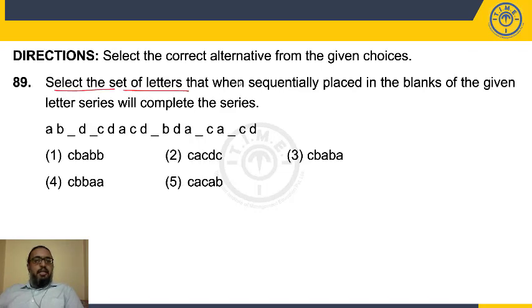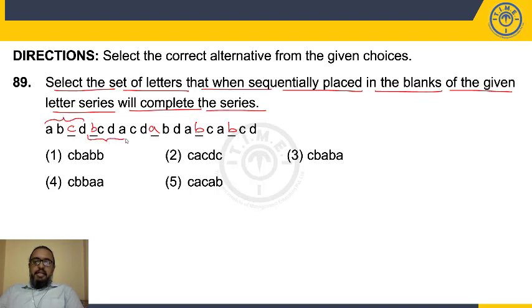Select the set of letters that when sequentially placed in the blanks of the given letter series will complete the series. So the best way to do this is just fix option by option. So wherever blanks is, you can fix option by option. So here if I fix C, then B, then A, then B, and again B. Okay, so let us see. So we have A, B, C, D, okay, then B, C, D, A, okay, then C, D, A, B, okay, then D, A, B, C, okay, then A, B, C, D. So it is going in a cycle, correct?